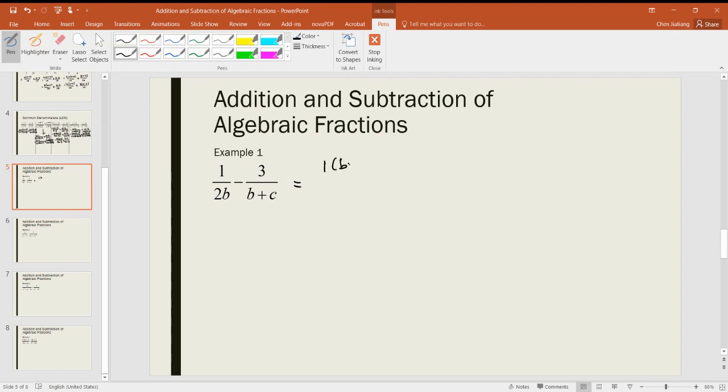So it will be 1 times b plus c over 2b multiplied by b plus c. And for the second term, we'll multiply by 2b. So it will be 3 bracket 2b over 2b bracket b plus c.